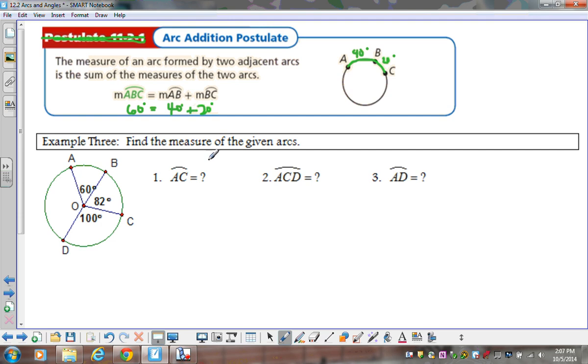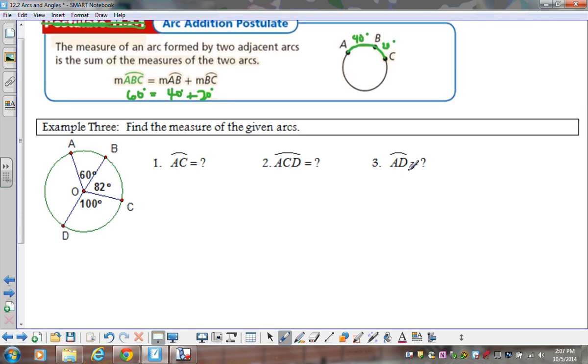So let's go through and look at these last three examples, and we will wrap it up. All right, so like we did earlier, what I recommend you guys do is go ahead and find all the missing pieces first, and then it makes it easier when you're looking for specific things.